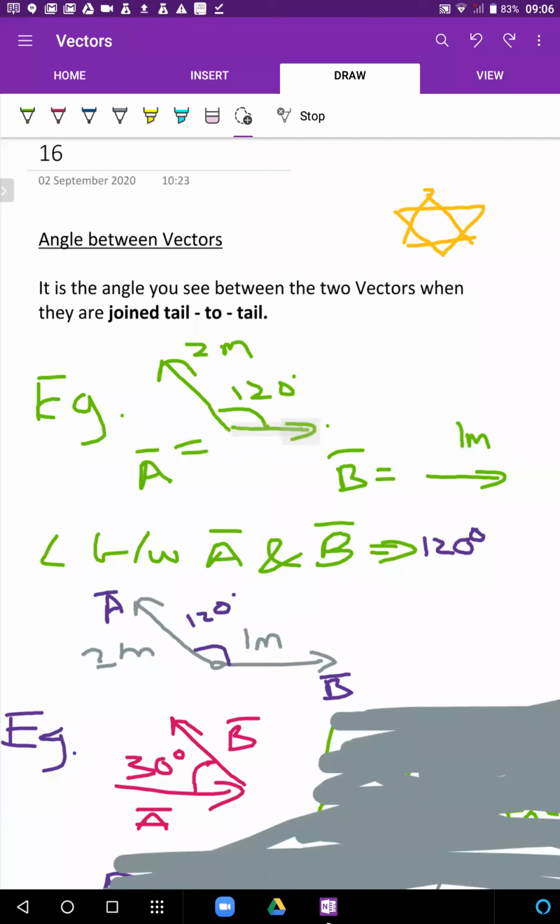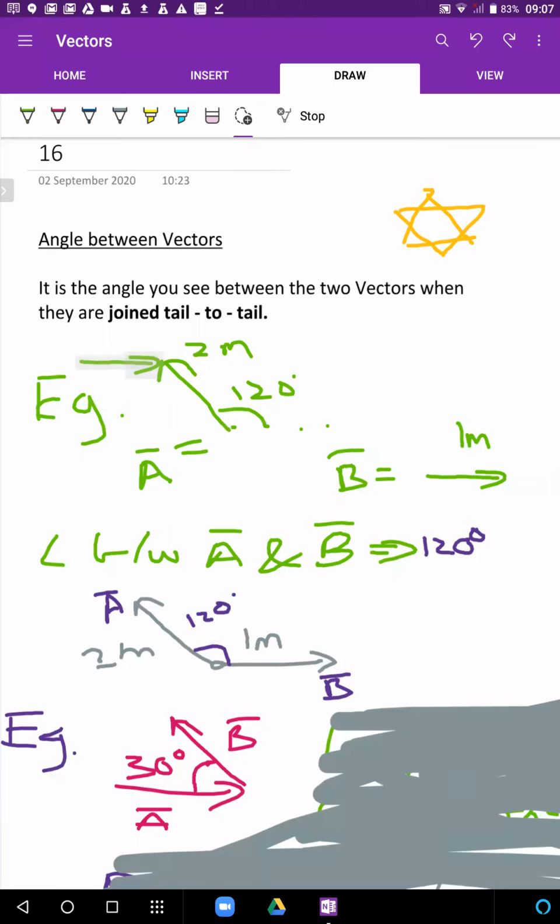Tail to tail join कर लो. That is the angle you have to report. So that angle is going to be 120 degrees. Okay? So whenever you want to find the angle between vectors, slide one, join it to the other in a tail to tail fashion. तब जो angle दिखता है वो तुम्हारा angle between vectors है. That's a very specific term. ये angle 60 degrees is not the angle between the vectors by the definition. 120 degrees is.